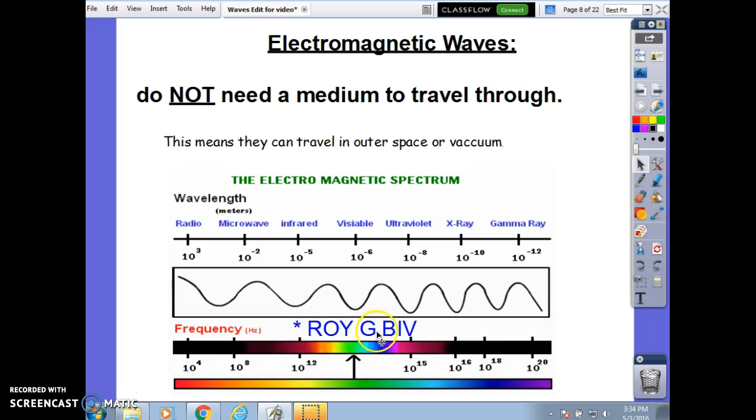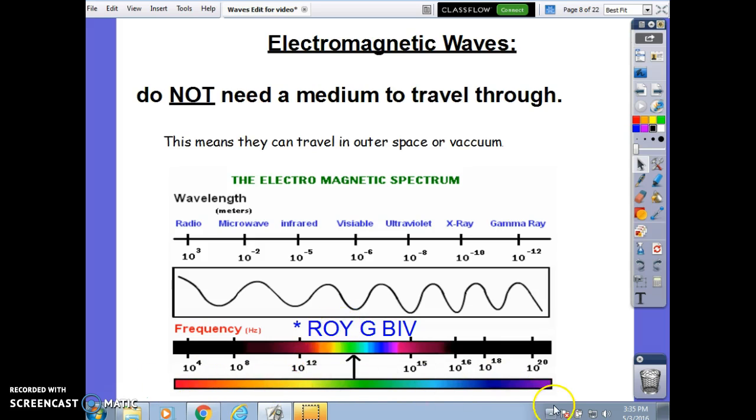Have you heard of Roy G. Biv? Add that in on your sheet there. R is red, O is orange, Y is yellow, G is green, B is blue, I is indigo, which is almost purplish right here, and V is violet. So it's a nice little shortcut for how to remember.